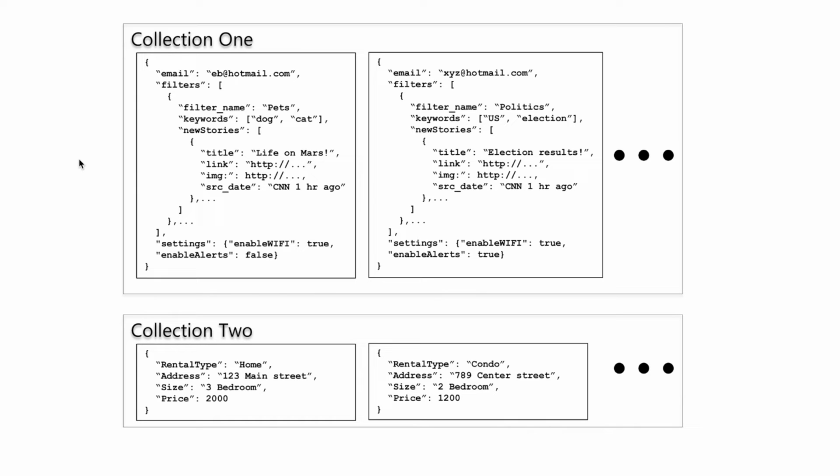Now these documents look unified. In other words, they look the same. They each have the same properties, keys and values, but really they don't have to. They can be completely different. They don't have to have anything the same.